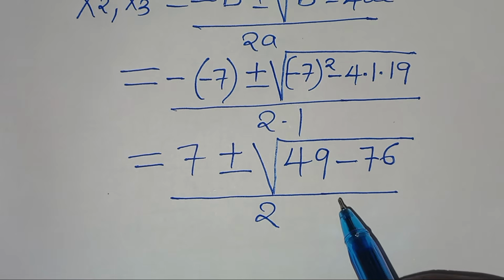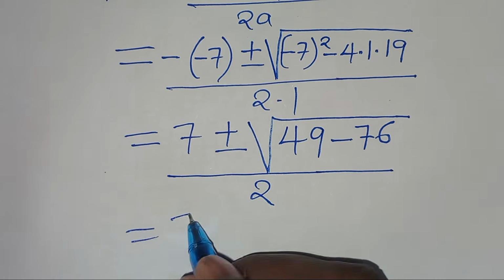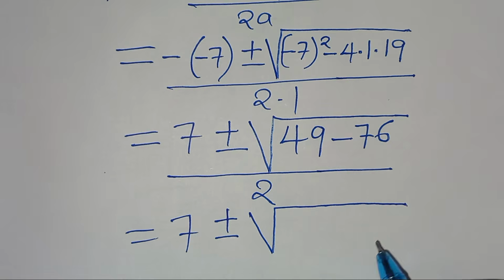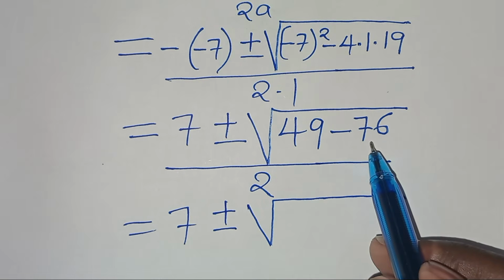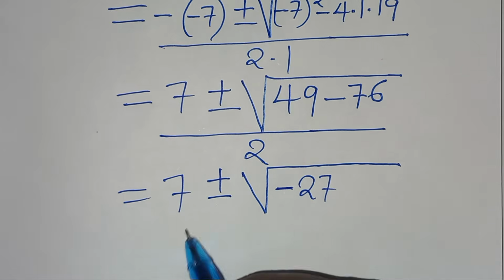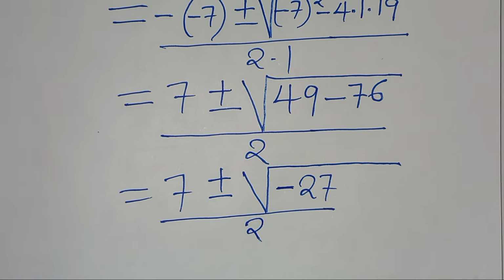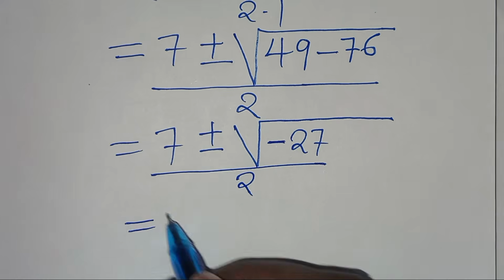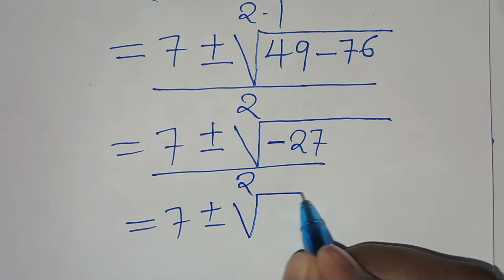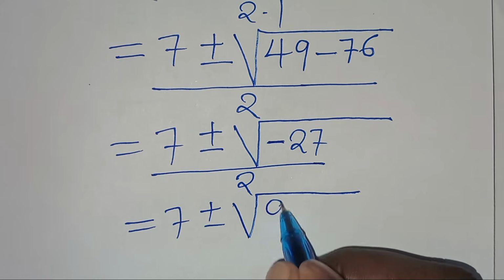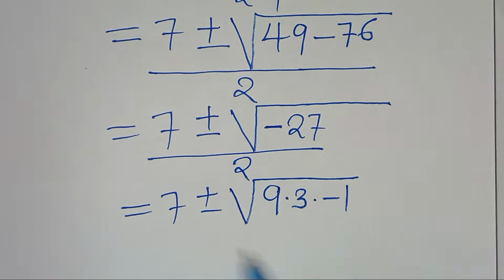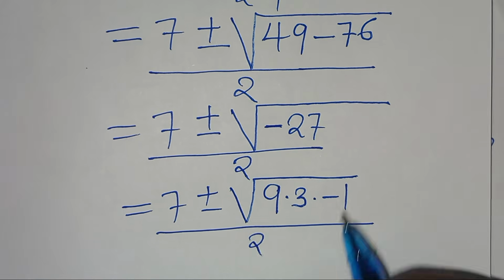Now, the next step: this is 7 plus or minus the square root of 49 minus 76, which is -27, divided by 2. So now we can express the square root of -27 as the square root of 9 multiplied by 3 multiplied by -1, everything here divided by 2.